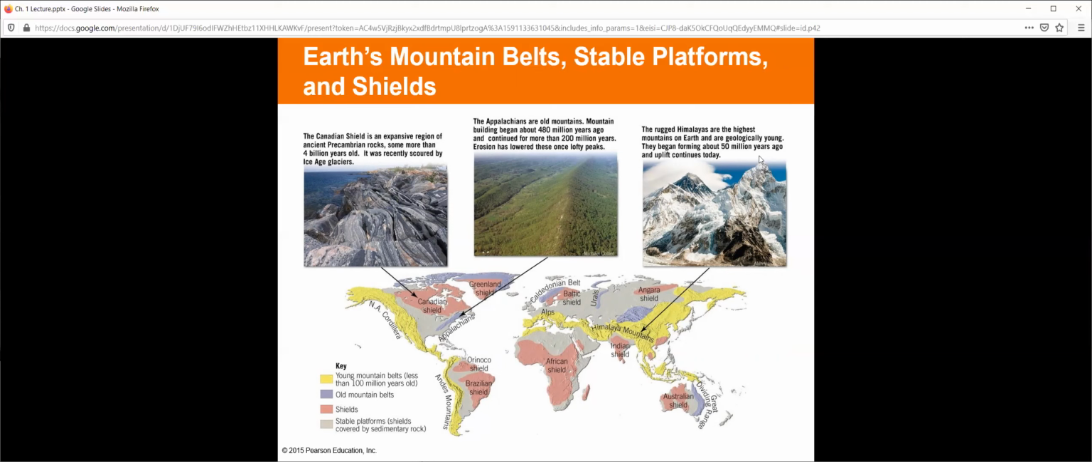New and old mountain belts exist. When we go into mountain building or orogenic events and igneous and metamorphic formations, you'll understand why mountains have different ages like that. And hopefully you can understand a bit about the shields and the stable platforms. But the interesting point to take away now is that the map and the way it looks in our current form was not that 10 million years ago, or 50 million years ago, or 100 million years ago. All of this would have been different.